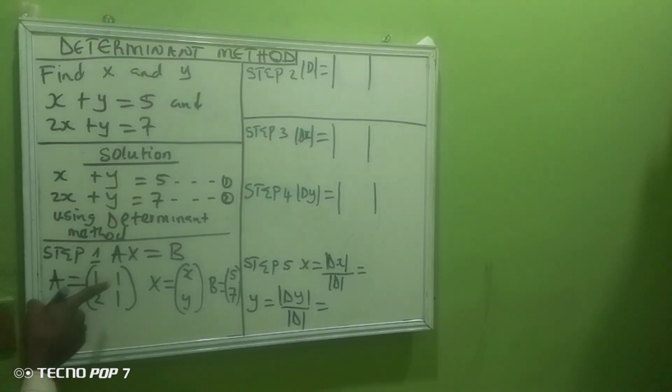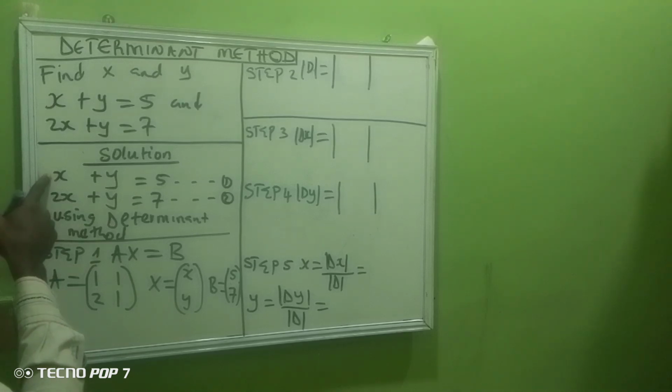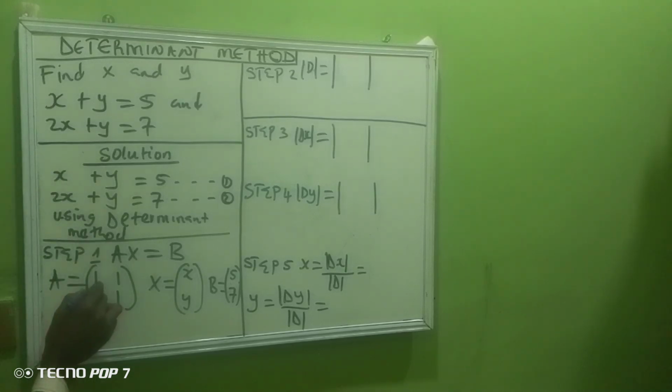Step 1. That is how you do it. You pick the coefficient of x. If it is 2 that is here, here will be 2. If it is 3, you pick 3.